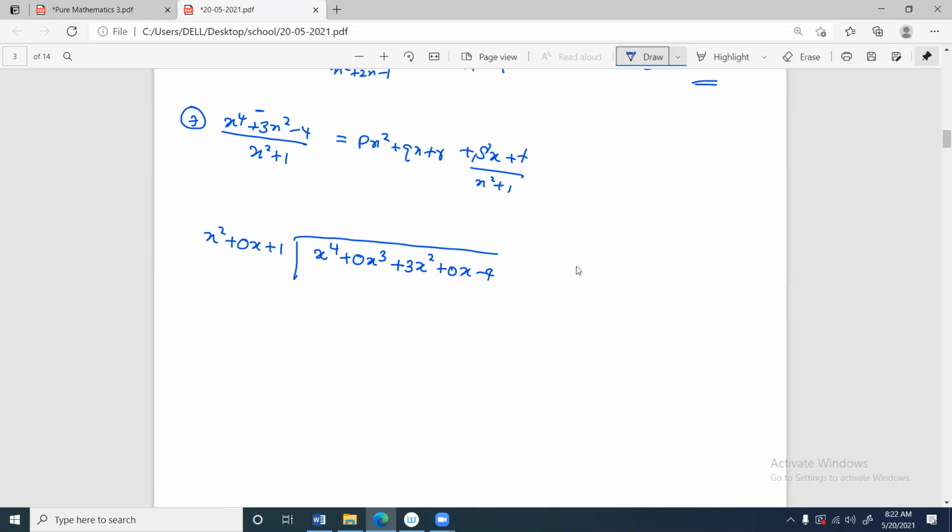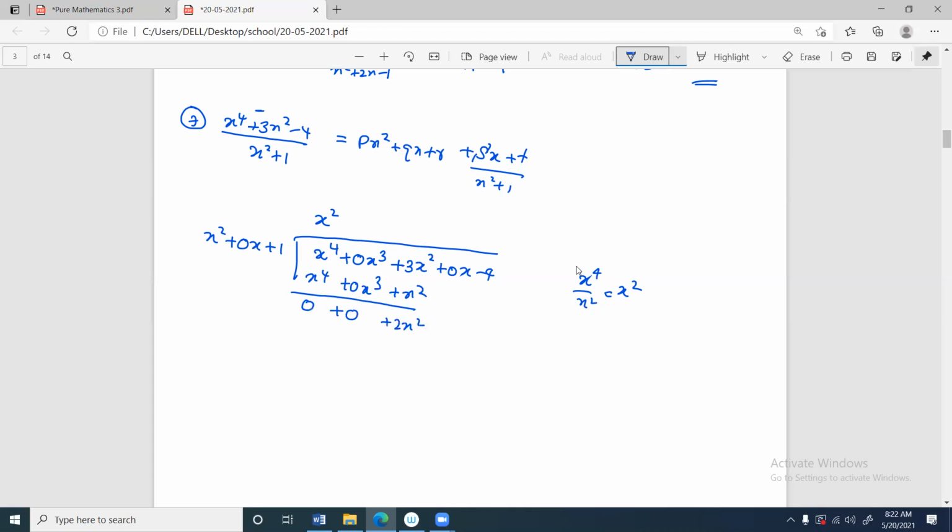Now look at the first term with the first term. How many x to the power 2 terms are there for x to the power 4? It's x to the power 2. Then we'll expand it: x squared into x squared is x to the power 4. x squared into 0x is 0x cubed. x squared into 1 is x squared. Then subtract it. This is 0 and this is 0. 3 minus 1 is plus 2x squared.